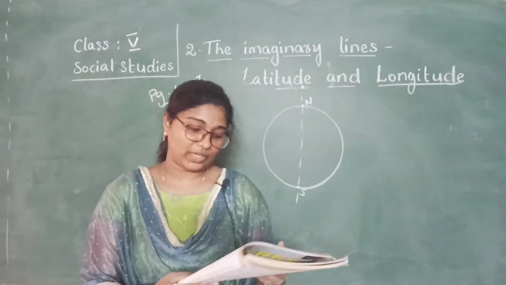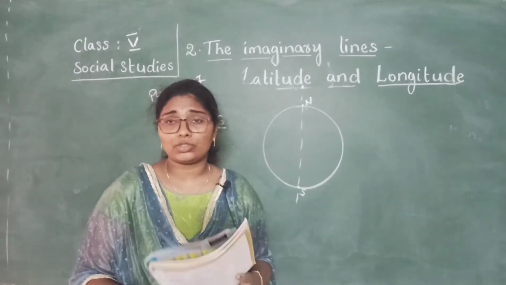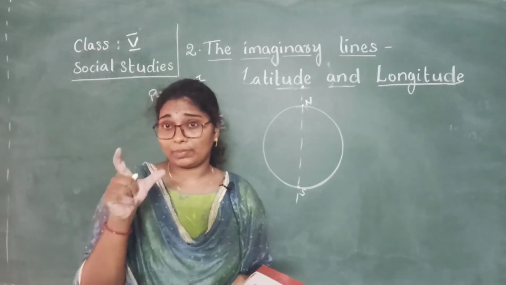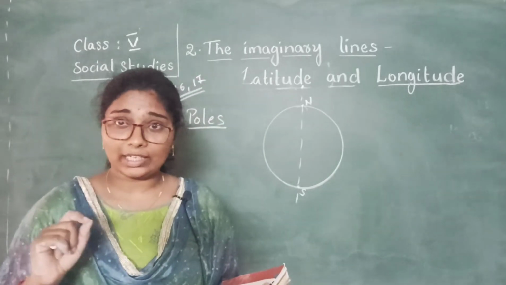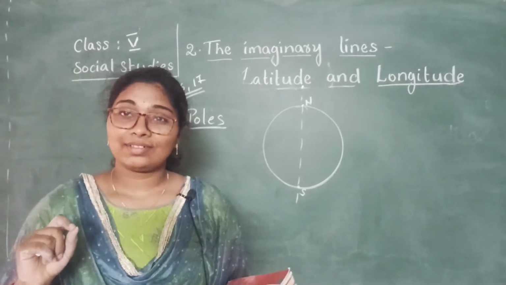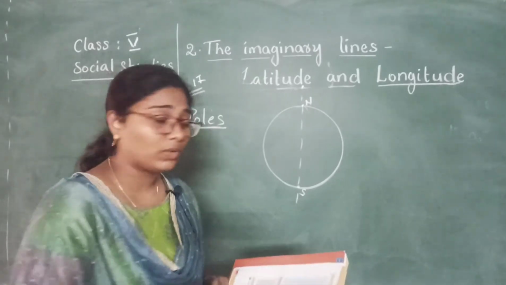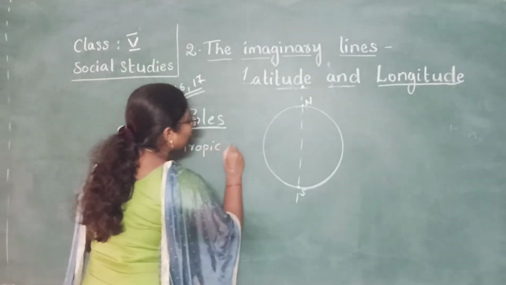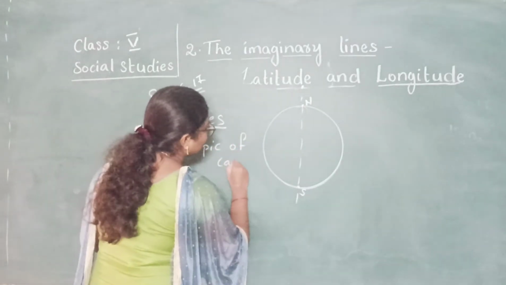The dash is at 23.5 degrees north. What is the name of that particular 23.5 degree north latitude? Tropic of Cancer.